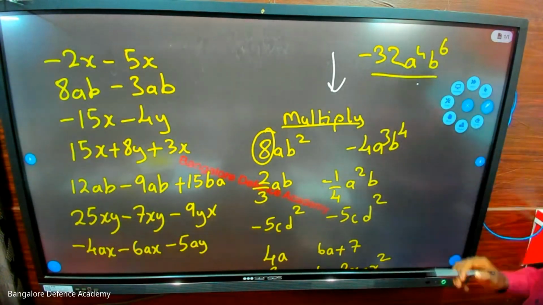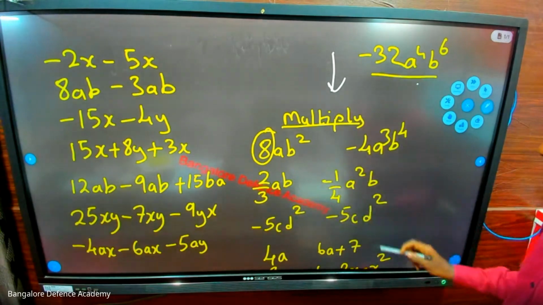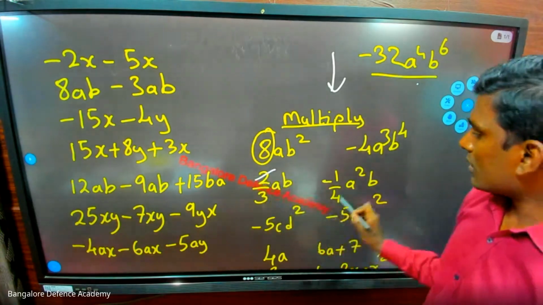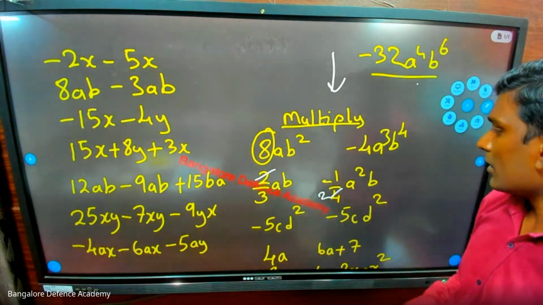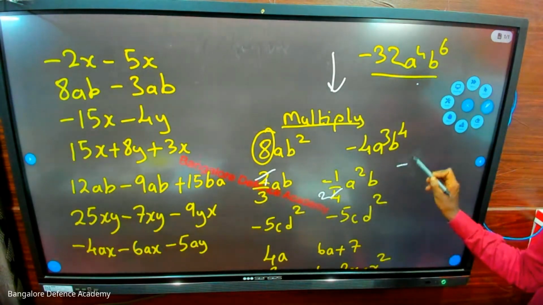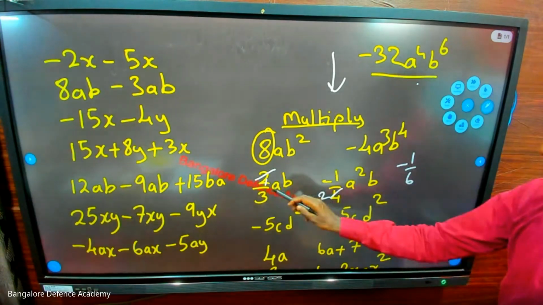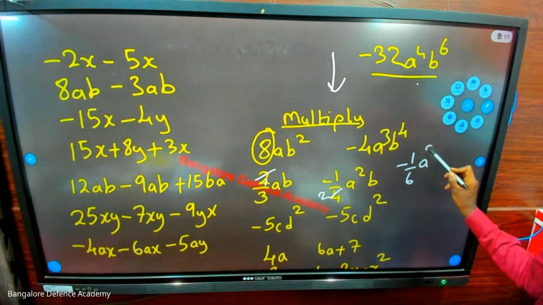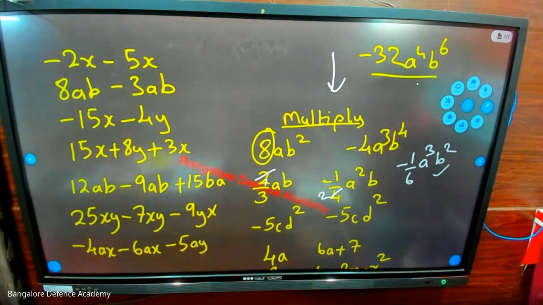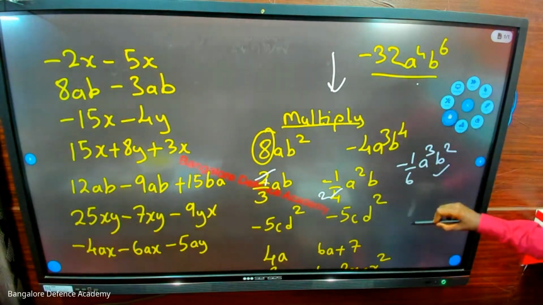Okay. Next, 2 by 3 ab and minus 1 by 4. So what happens? I can cancel 2 ones off, 2 twos off. Correct? So now this is 1 by 3 minus 1 by 2. So you get minus 1 by 6. This is a square. So you get a cube. This is b, you get b square. Did you get the right answer? Yes, sir. Good. Okay, next.